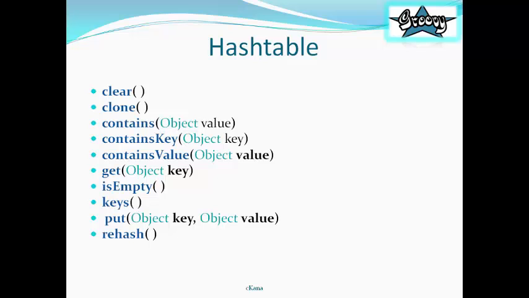Rehash. This increases the size of the hash table and rehashes all of the keys. Then we have the remove method, which removes the key and its value, and returns the value associated with the key. If the key is not in the hash table, a null object is returned. Then we have size, which returns the number of entries in the hash table.